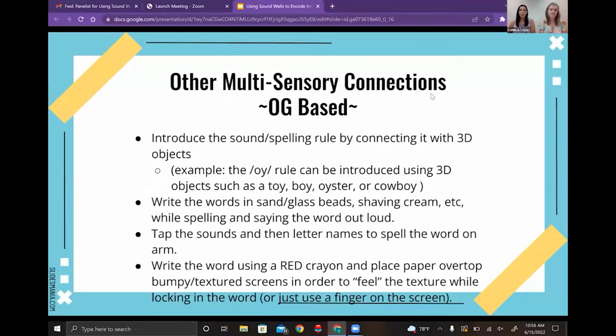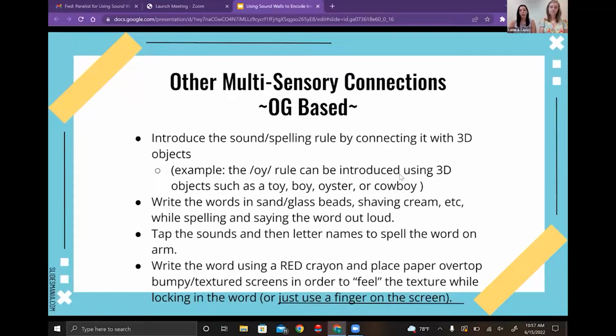So some other multisensory connection approaches that you can use are anything that is Orton Gillingham based. So introducing the sound spelling rule by connecting it with 3D objects. For example, if you're introducing the oi sound, the oi rule, it can be introduced using 3D objects such as a toy. You can have a boy, an oyster, or a cowboy. And that also connects to that 3D sound wall. They can feel the object and then you can place it on your 3D sound wall, different things like that. Write the words in sand or glass beads, shaving cream, etc.